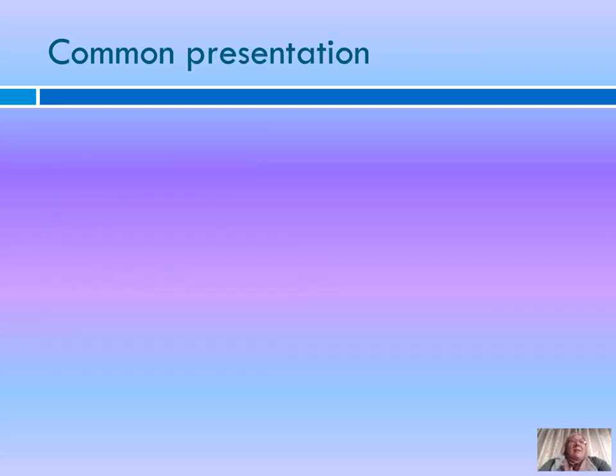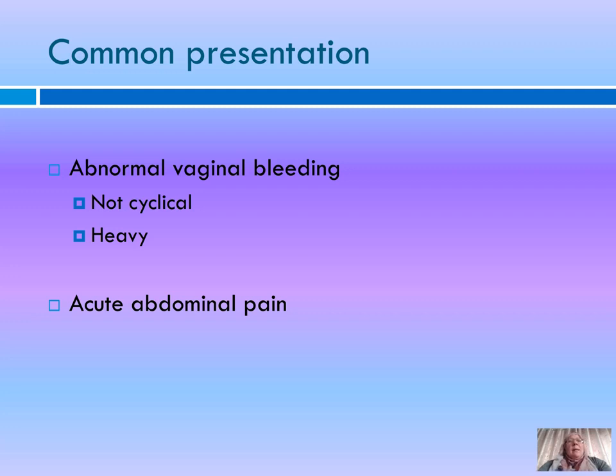What is the common presentation of gynecological emergencies? They are generally presented by abnormal vaginal bleeding, so either unscheduled vaginal bleeding, meaning non-cyclical vaginal bleeding, or heavy vaginal bleeding, and this can present with or without acute abdominal pain.